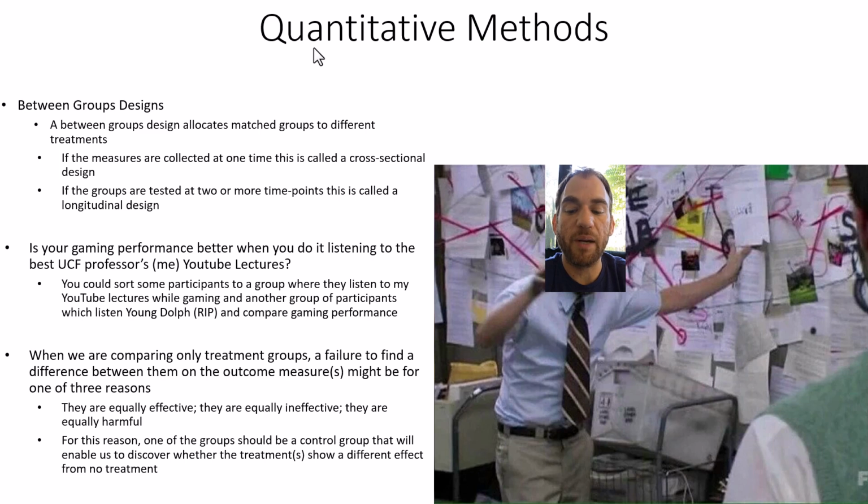So in our gaming example, we need a control group, right? Then we can determine if maybe both listening to Young Dolph and listening to me actually decrease your gaming performance.